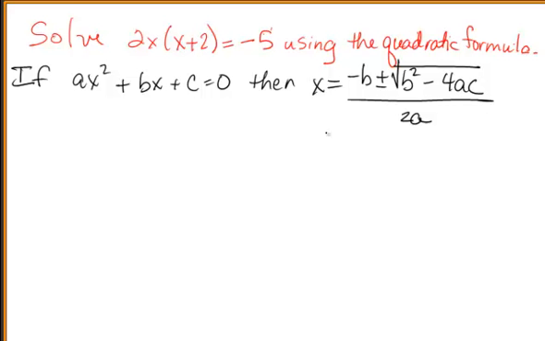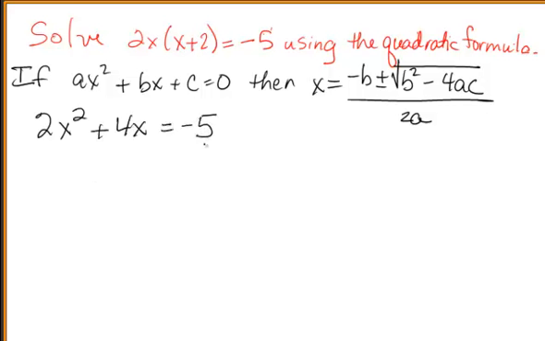Now, why are we using the quadratic formula? Ours doesn't look like this, but we are using the quadratic formula because you can make our equation look like something times x squared, because 2x times x gives us 2x squared. 2x times 2 gives us plus 4x equals negative 5.